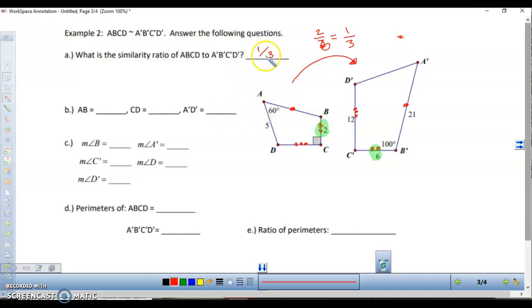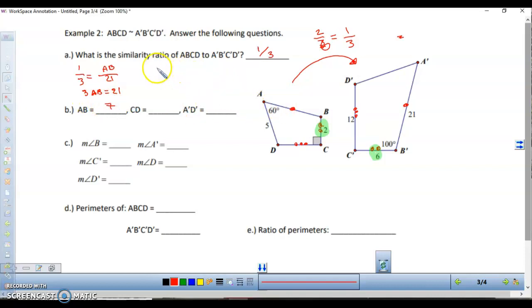Anyway, so we have our similarity ratio, and now I can solve for the missing side lengths. So for AB, AB is 1 dot. I'm going in this direction. So the similarity ratio is 1 to 3. So 1 over 3 is equal to AB over the 1 dot. It matches up with 21. And when I cross multiply, I'm going to get 3AB is equal to 21. I'm going to divide both sides by 3. I get AB is 7.